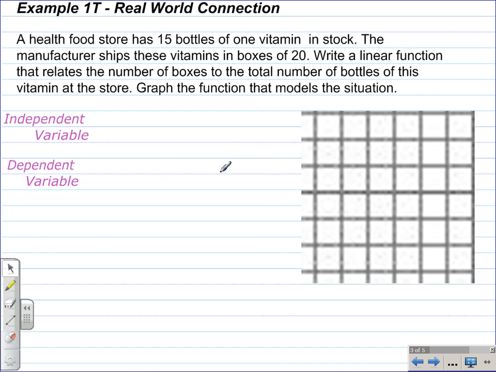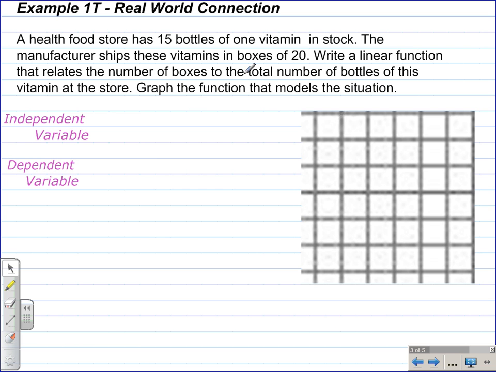Well, we just read the problem. Now we need to interpret the problem. First, you want to identify what's being asked for. And what's being asked for is normally at the end, not always, but normally it is. Graph the function that models this situation. So we need to create a graph. I have a coordinate plane right here. I'm going to show you how to set it up in this lesson.